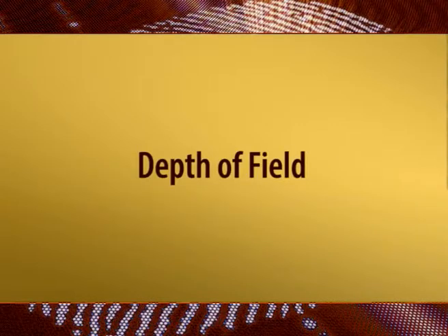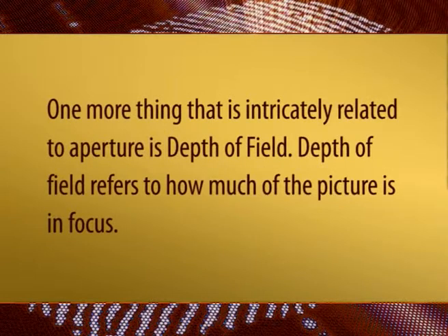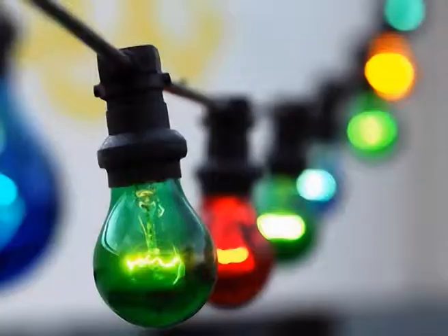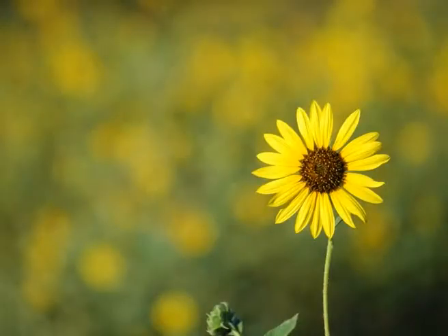Then comes the depth of field. One more thing that is intricately related to aperture is the depth of field. Depth of field refers to how much of the picture is in focus. When we focus the camera lens to give a sharp image of a particular subject, other objects closer or far away in the photo are going to be out of focus if they are at a different distance from the focused subject. The decline of the sharpness for a particular f number of other objects is gradual. A shallow depth of field means that only the subject is in focus while everything else is out of focus.